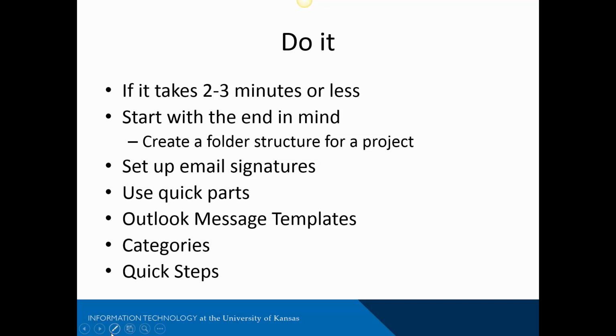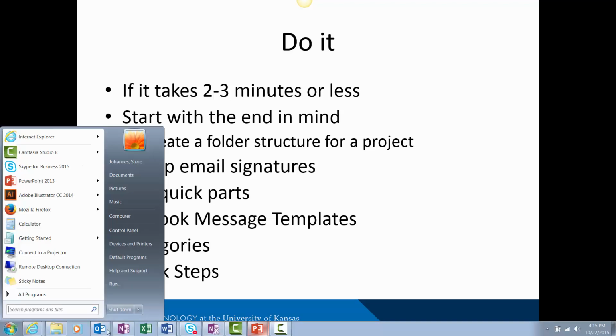So instead of opening the attachment, saving it to the desktop, then moving the file from the desktop to the actual folder on the shared drive or in your personal folder, just start with the end in mind. Go ahead and save those attachments where they're going to end up so you can save yourself some trouble.